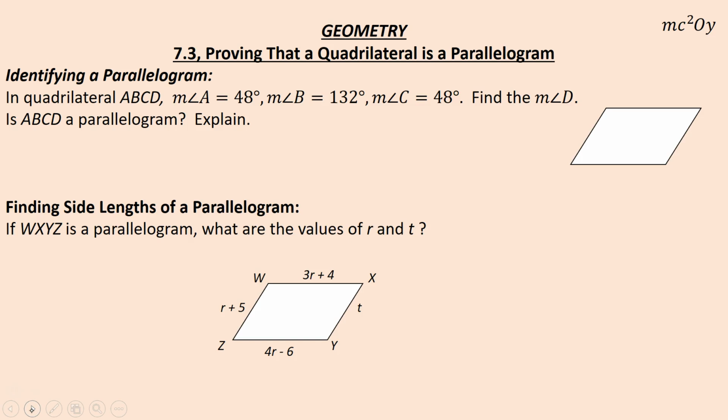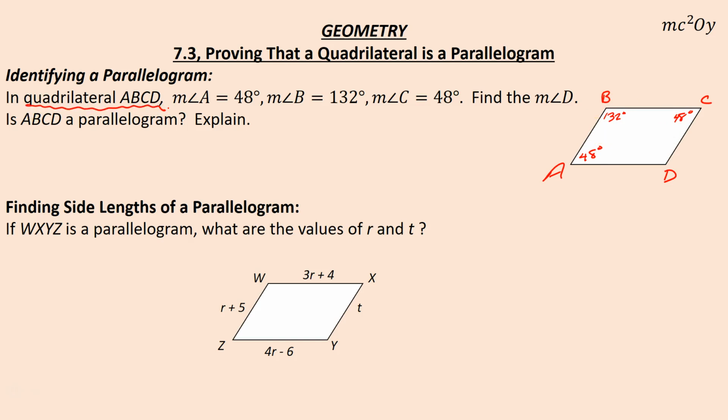So in quadrilateral ABCD, first I'm going to go ahead and label it ABCD. Measure of angle A is 48 degrees. Measure of angle B is 132. Measure of angle C is 48. Find the measure of angle D. Well, there's a common mistake that's made on a problem like this. First, we cannot assume it's a parallelogram. We have to go with what we know, and we know it's a quadrilateral.